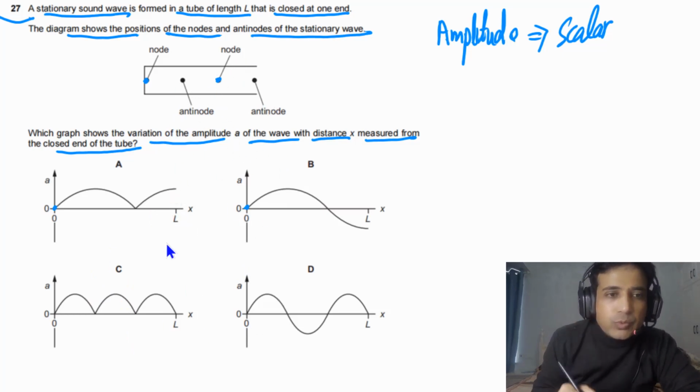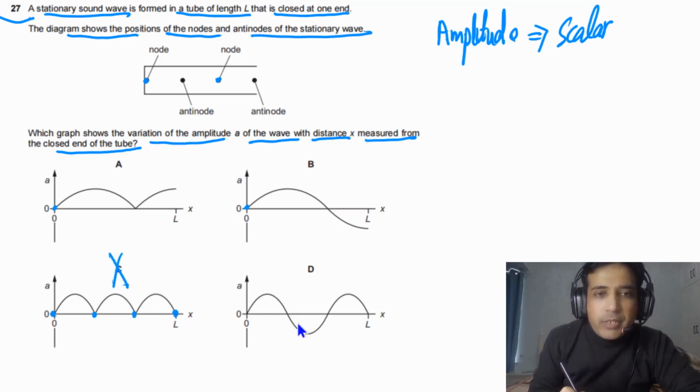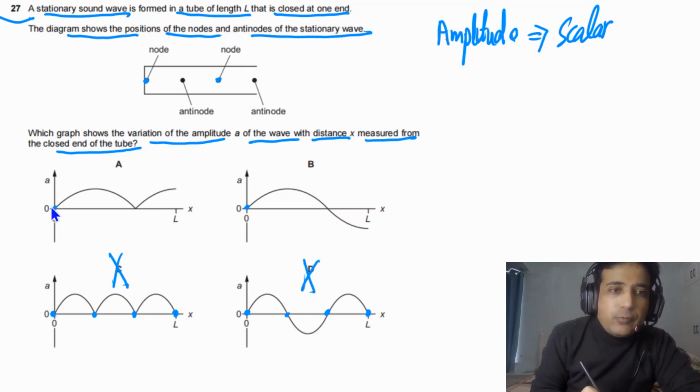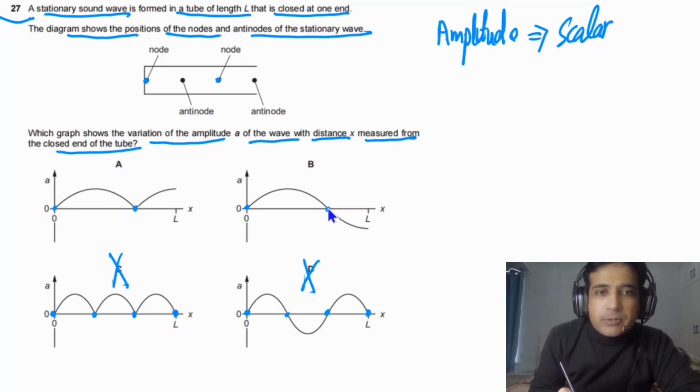Now if you look at these given options, we have two nodes, meaning displacement is equal to 0 two times. If you look at this one, how many nodes do we have? We have 4 nodes in this case, so this option is not possible. This one also has 4 nodes, so this is also not possible. But option A has 2 nodes, so this can be the answer. This one also has 2 nodes, so this also can be the answer.